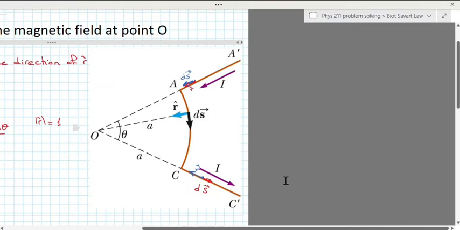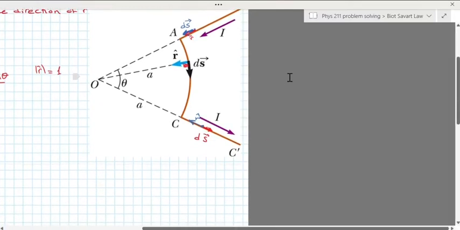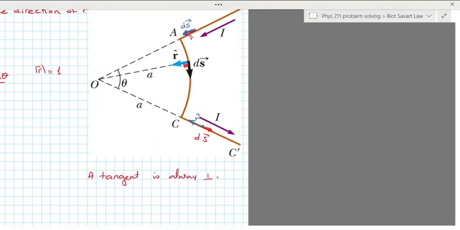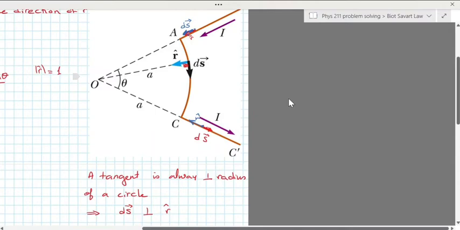And you can see that the angle between them is actually 90 because r is pointing towards the center, whereas ds is tangent to the arc, and a tangent is always perpendicular to the radius of a circle, and this will result in having ds always perpendicular to the unit vector r. Wherever ds is along this arc, it will always be a tangent, and r will always be along the radius of this arc, because O, which is the point of interest, is at the center of the arc. Thus, we will always have theta equal to 90.